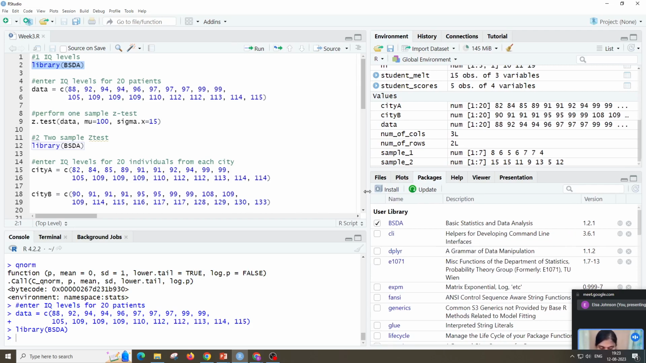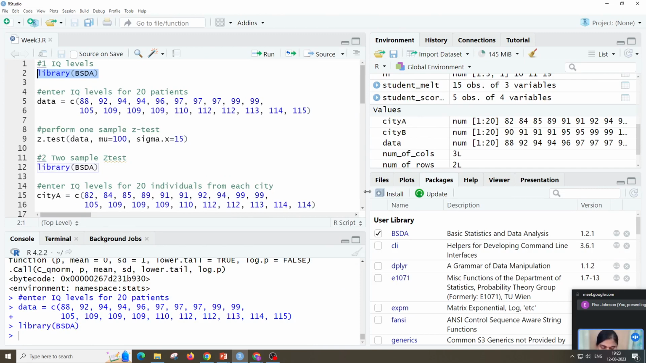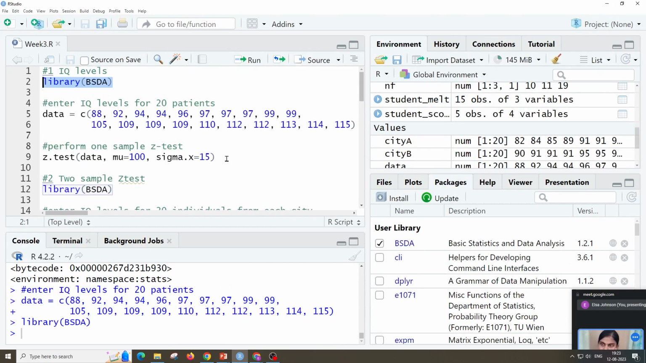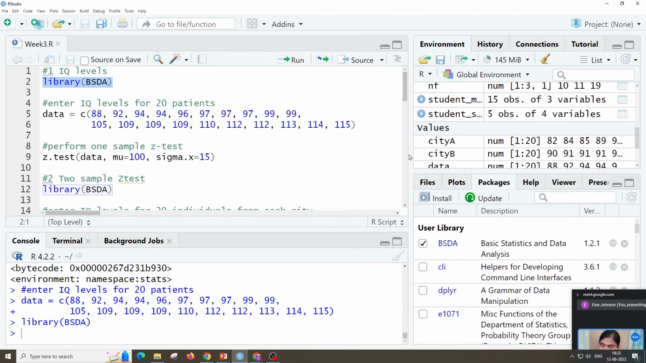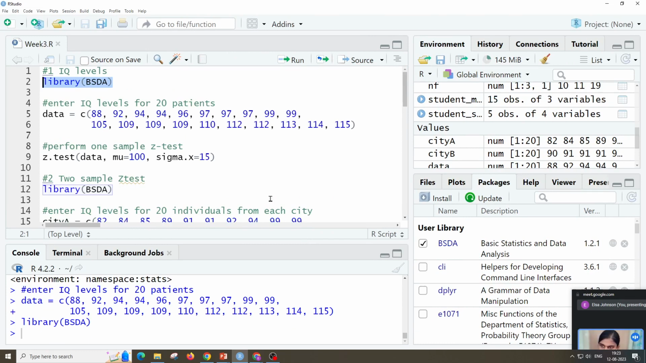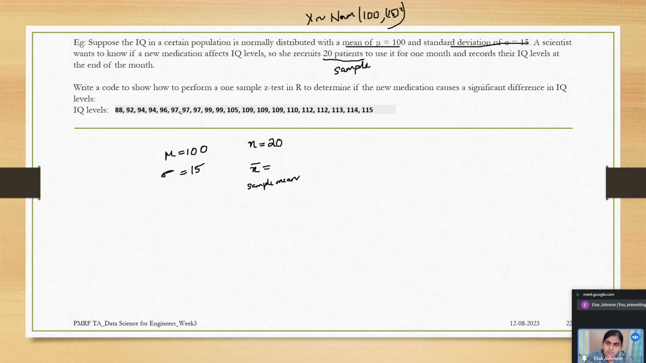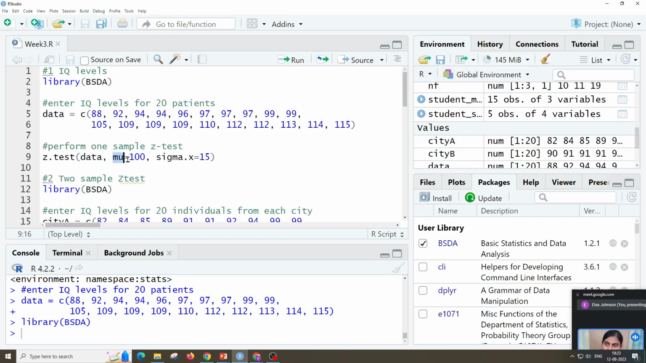Just I will increase the size of this one. So I hope this is clear now. Is this window clear now? Which size will be clear, you just tell. I hope this is clear.